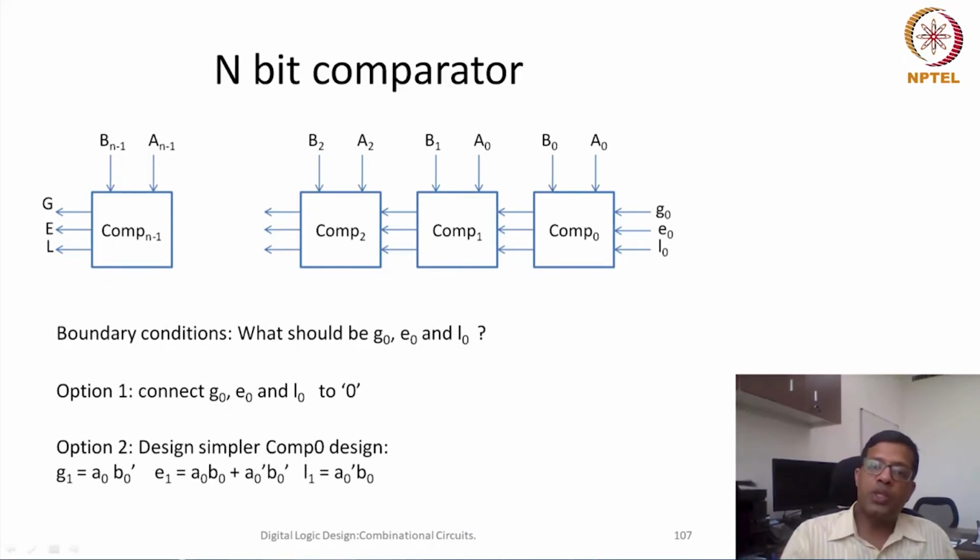simplify our design of comparator 0, the 0th instance of my comparator, by saying that G1, the output of this comparator, is equal to A0 B0 dash, and E1 is equal to A0 B0 plus A0 dash B0 dash, and L1 is equal to A0 dash B0. Which means that it depends just on the 0th bit of A and B, and doesn't depend on G, E and L. All of them are 0.